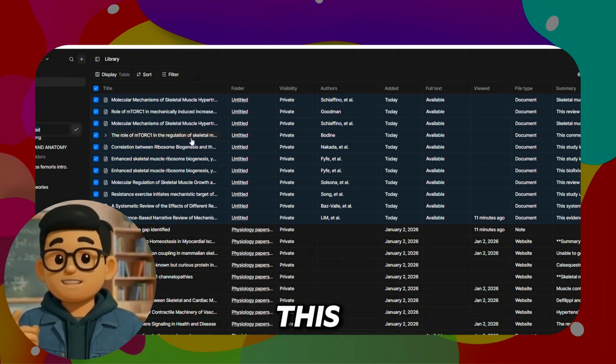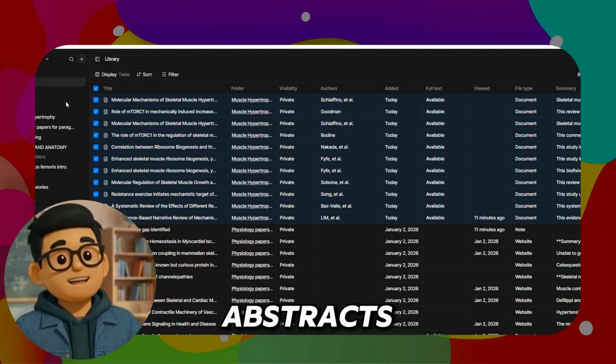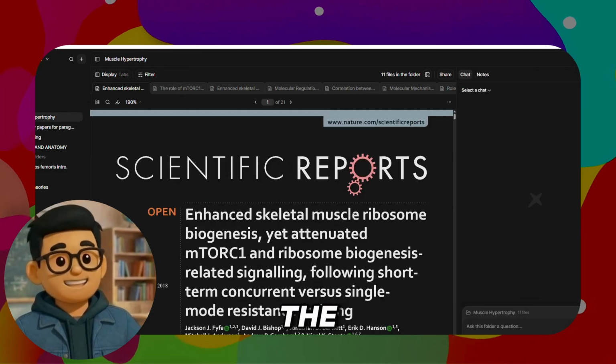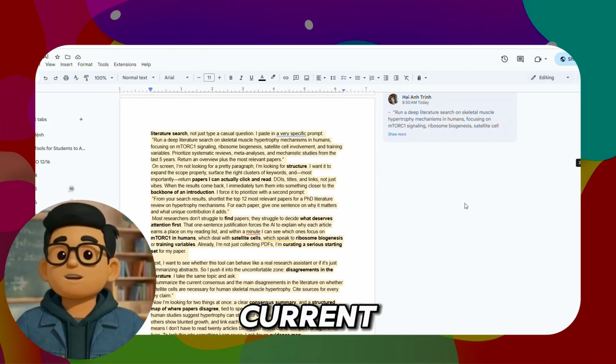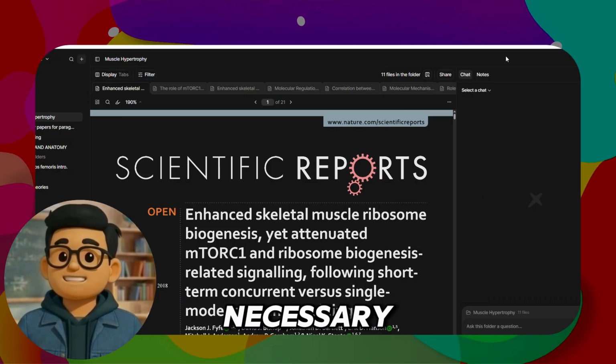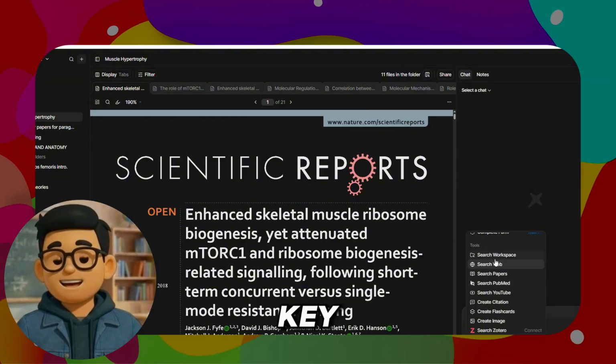Next, I want to see whether this tool can behave like a real research assistant or if it's just summarizing abstracts. So I push it into the uncomfortable zone, disagreements in the literature. I take the same topic and ask, summarize the current consensus and the main disagreements in the literature on whether satellite cells are necessary for human skeletal muscle hypertrophy. Cite sources for every key claim.